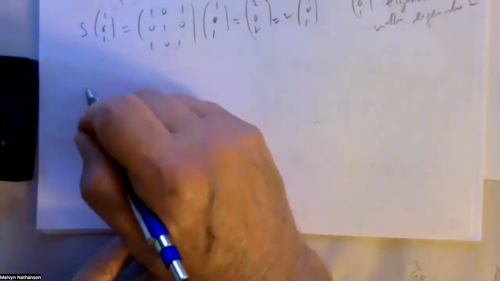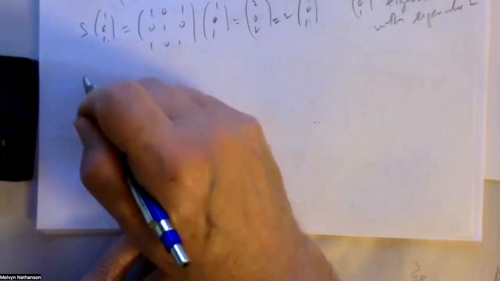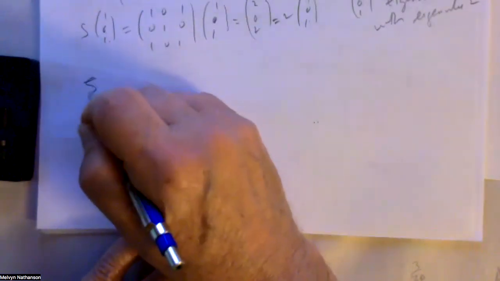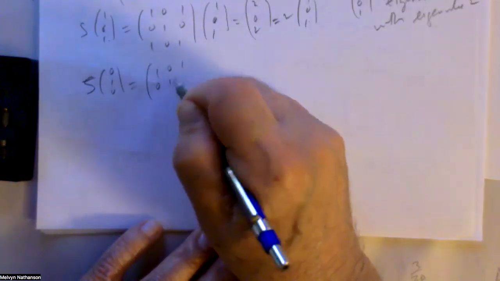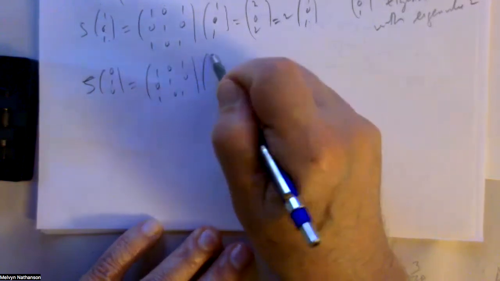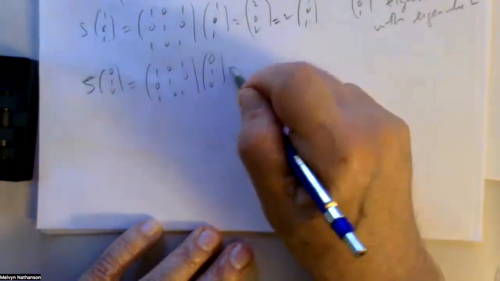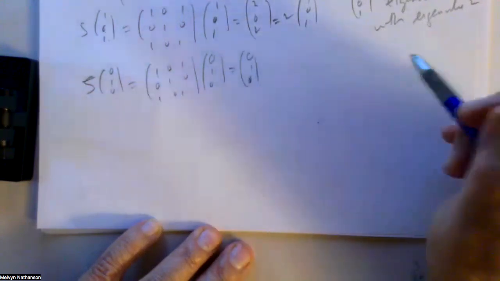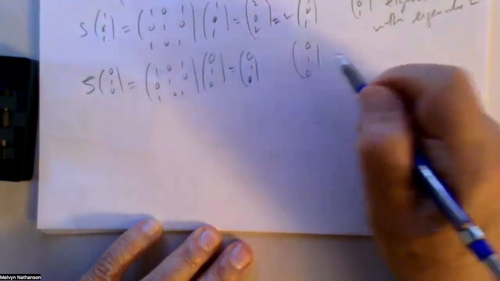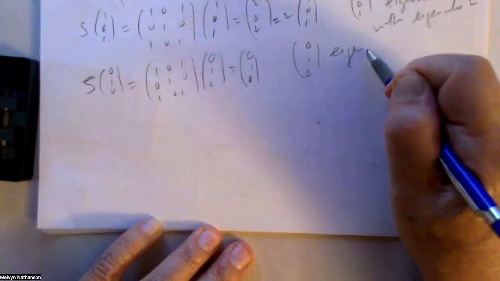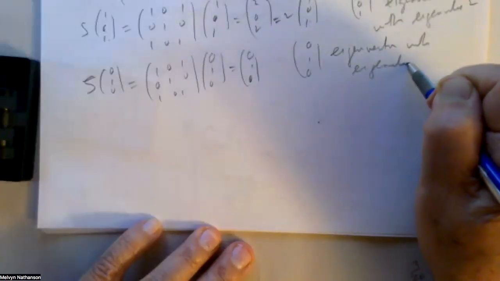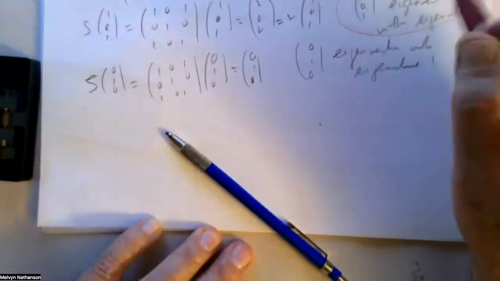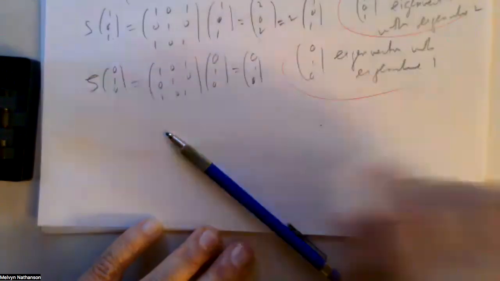Let's see, we're lucky. Let's see how lucky we can be. What about S of (0, 1, 0)? You have the matrix [1 0 1; 0 1 0; 1 0 1] applied to (0, 1, 0). I get (0, 1, 0). So (0, 1, 0) is an eigenvector with eigenvalue 1. That's one eigenvector. That's another eigenvector.